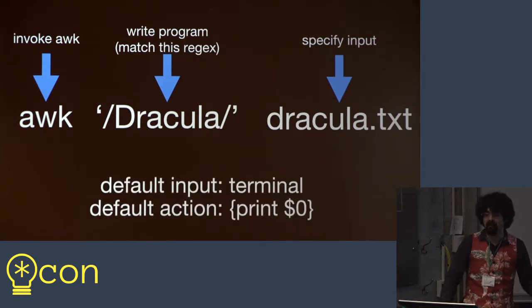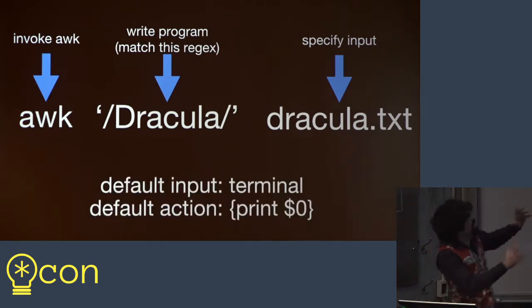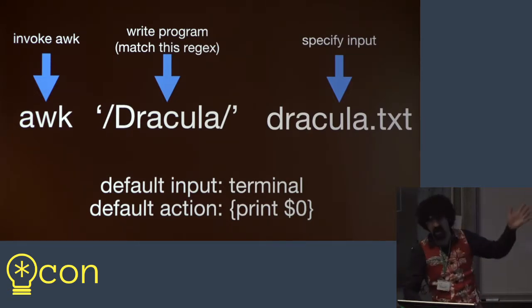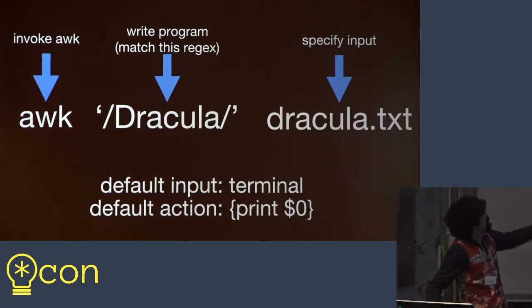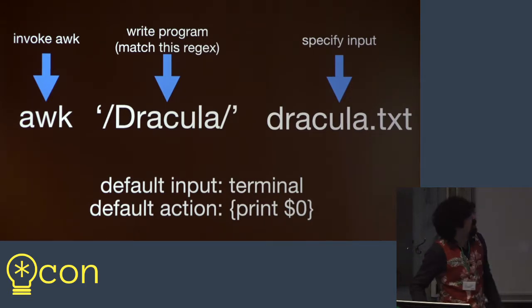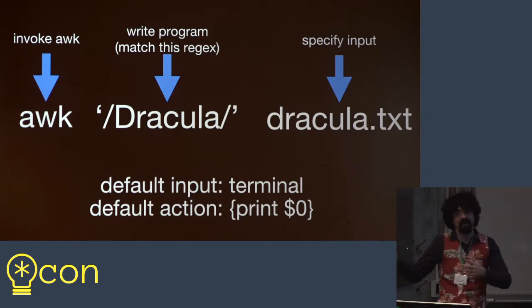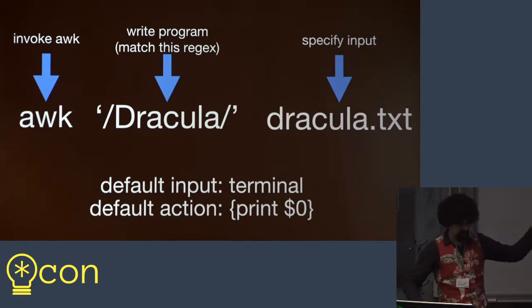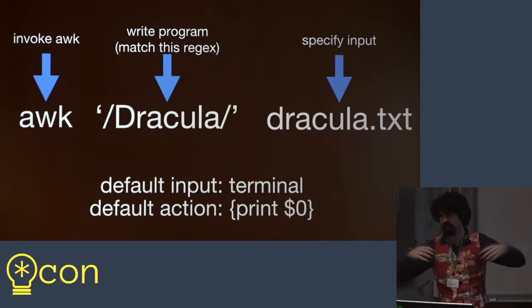And that's it. You might notice that we are missing the action part of the pattern-action matching, but it's okay. Awk has our back. The default action is just print $0, and that means just print the line, or print the entire record. And the default input, if we don't give it a text file, is whatever we type into the command line and hit enter. It'll attempt to match the pattern. If it works, it'll just print the line.